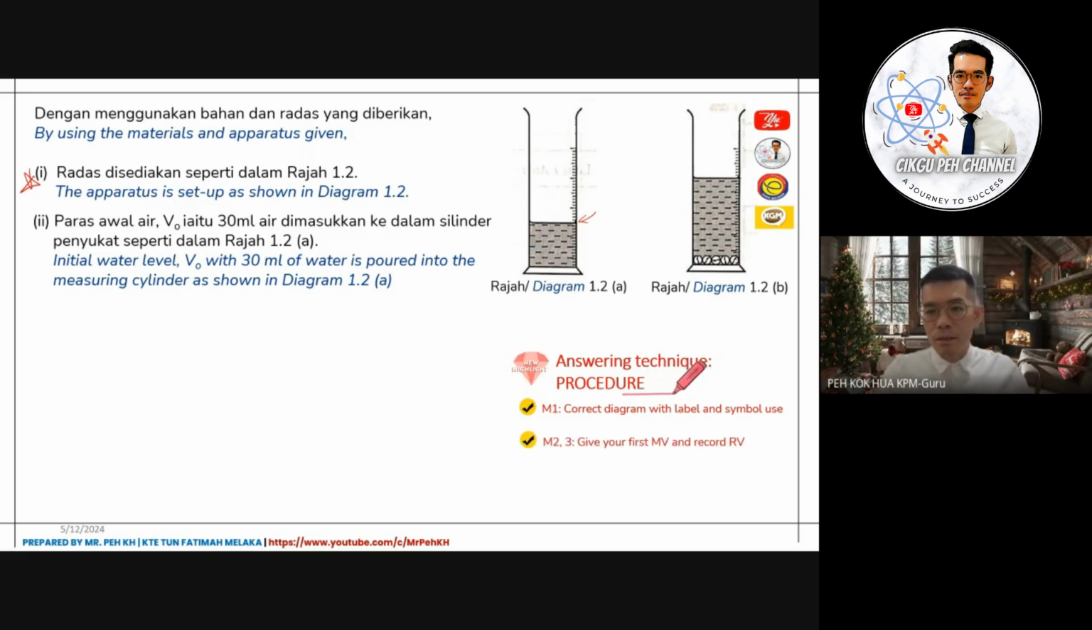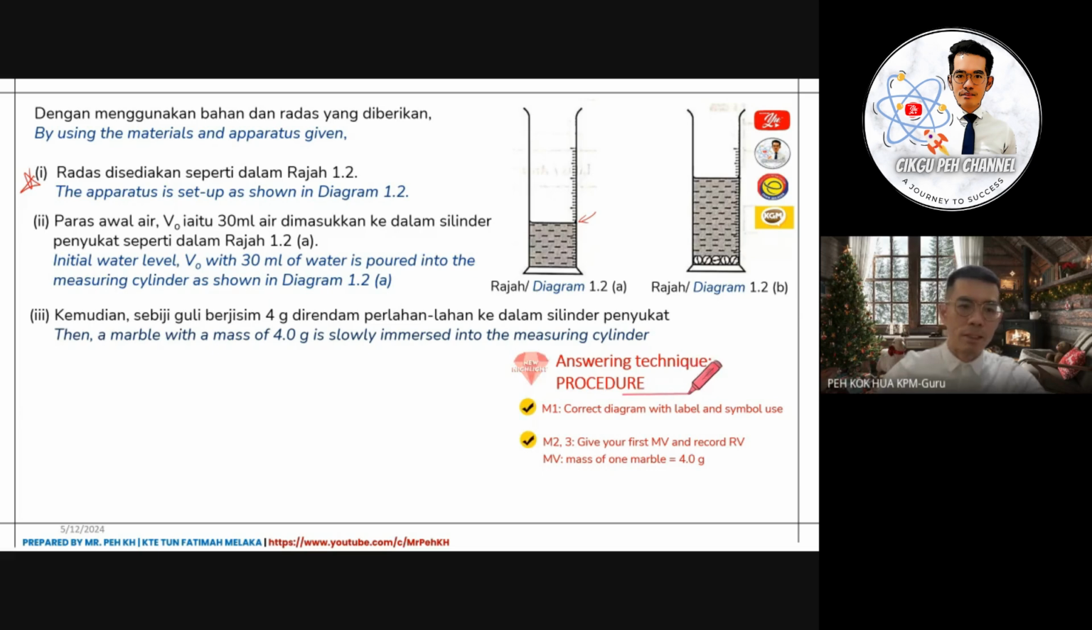Then for the second and third marks, as I explained just now, you need to give your first MV and RV. The first MV will be the first marble with 4.0 grams. The sentence will be like this: a marble with a mass of 4.0 grams is slowly immersed into the measuring cylinder. This will be your second mark. The first mark is with the diagram.